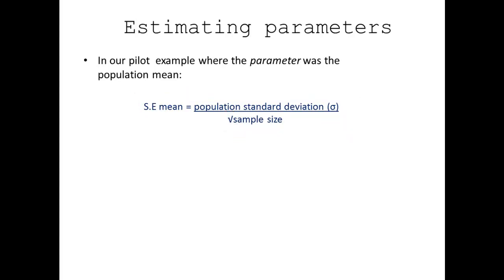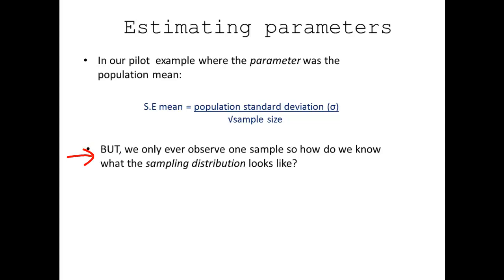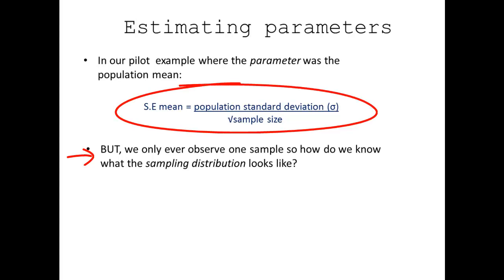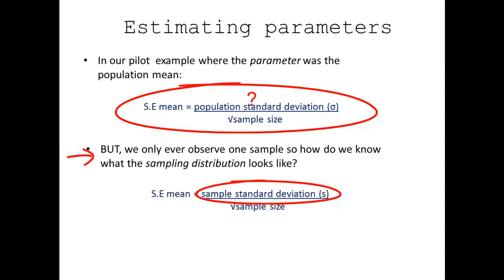That all sounds very good in theory, but we often only ever have one sample from which to estimate the population parameter. So how do we know what the sampling distribution looks like based on only one sample? And how do we calculate the standard error of our point estimate? Specifically, in the equation here, we do not know what the population standard deviation is. But it just so happens that as long as the sample size is not too small, the sample standard deviation is a pretty good estimate of the population standard deviation. And so we use that instead.